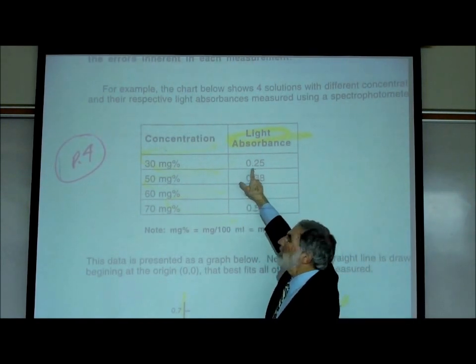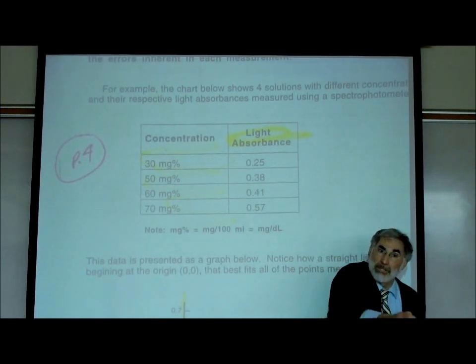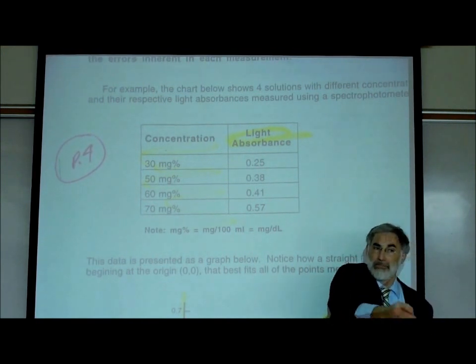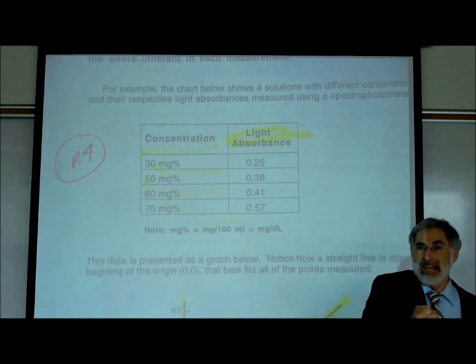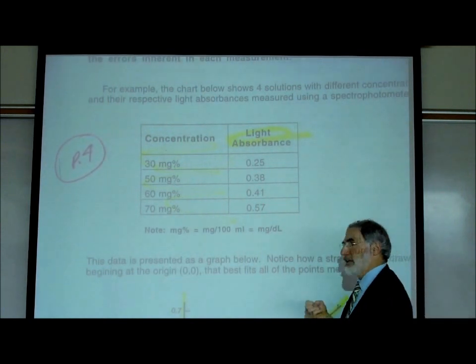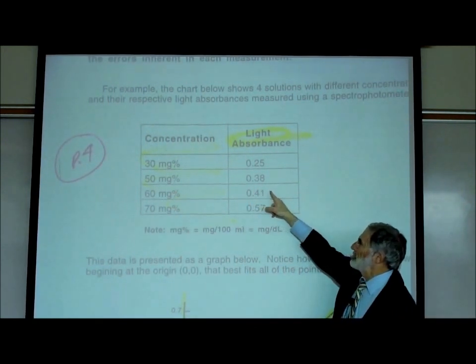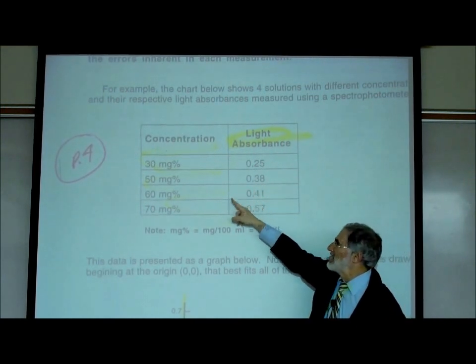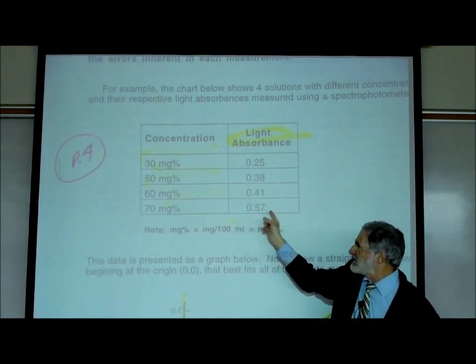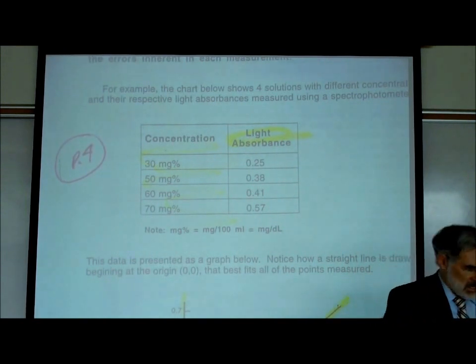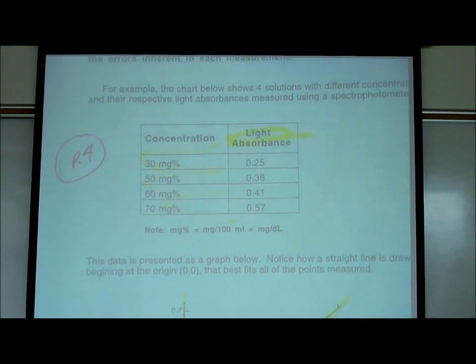And we would measure how much light it absorbs by simply putting it in a spectrophotometer, and that tells us light absorbance. It's like a light meter. All right, then we would do that for a 50 milligrams percent glucose solution. Obviously, it absorbs more light. And a 60 milligrams percent, and a 70 milligrams percent. And each of these absorbs more and more light.